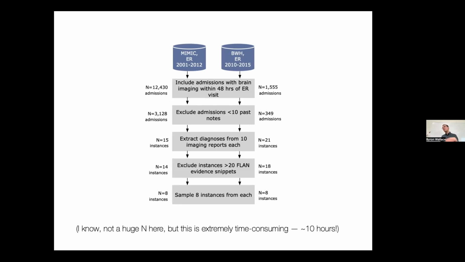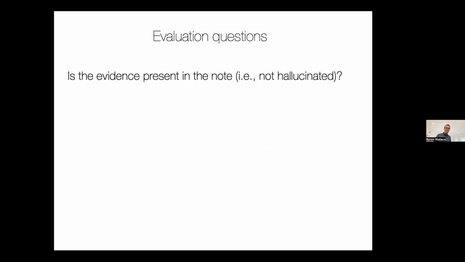I will say that in the paper, we did some automatic analysis and correlated it with the human judgments, and it kind of works. I don't trust it as much, even though it's bigger, so I'll emphasize the manual part. The first thing we ask is: is the evidence that is surfaced present in the note? In other words, is it not hallucinated? Because that's important. And then we ask, do you think it would be useful?